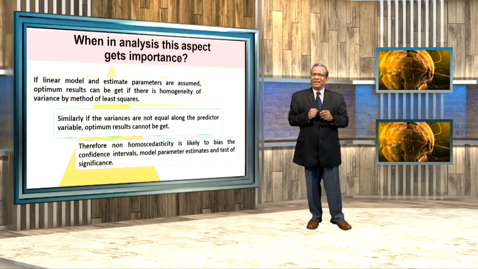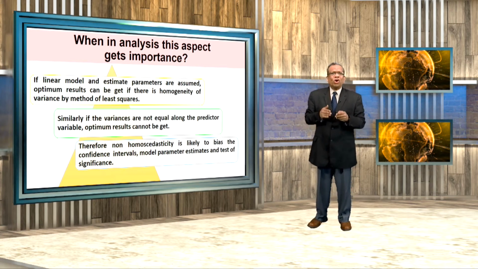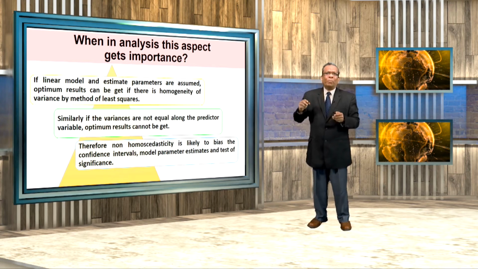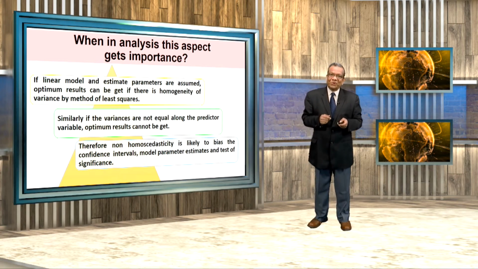If this is violated, you will have heteroscedasticity. When we assume a linear model and estimate parameters, optimum results can be obtained if there is homogeneity of variance, by the method of least squares. Similarly, if the variances are not equal along the predictor variable, optimum results cannot be obtained. Therefore, non-homoscedasticity is likely to bias the confidence intervals, model parameter estimates, and tests of significance. This aspect needs to be taken care of in your research. Probably you will study more about these issues in the research methodology course.